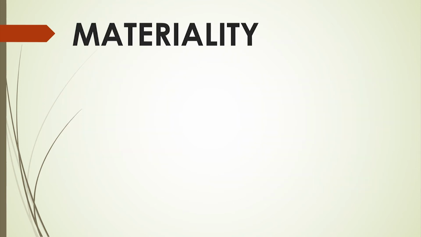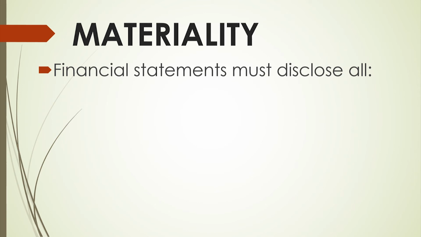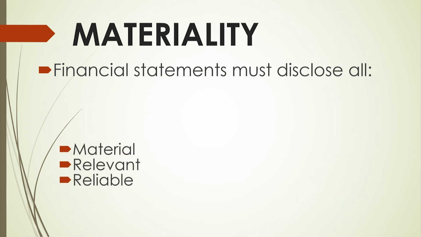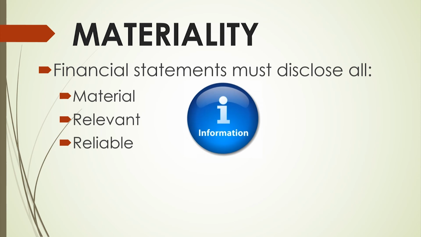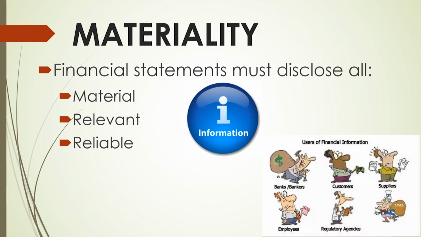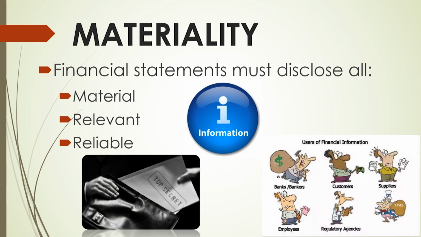Second last is materiality. According to this convention, the financial statements must disclose all material, relevant, and reliable information which can be beneficial to interested users for decision making. If the disclosure or non-disclosure of information might influence the decision of the users of financial statements, then that information should be disclosed.